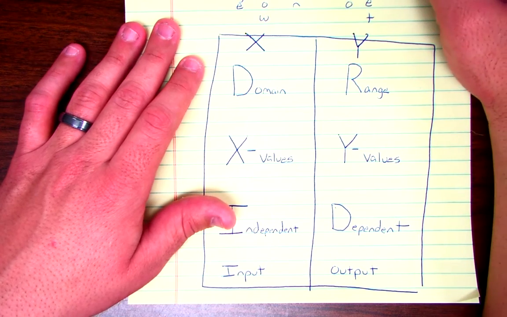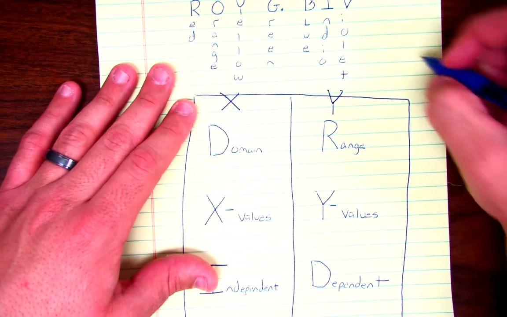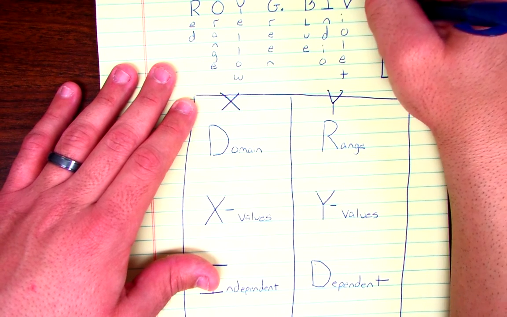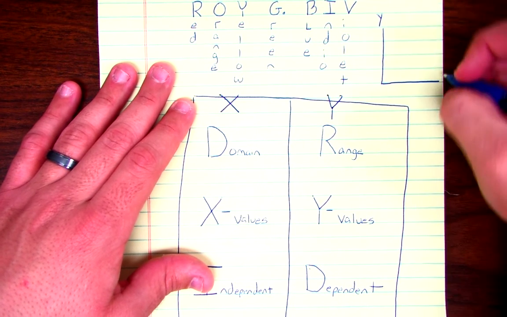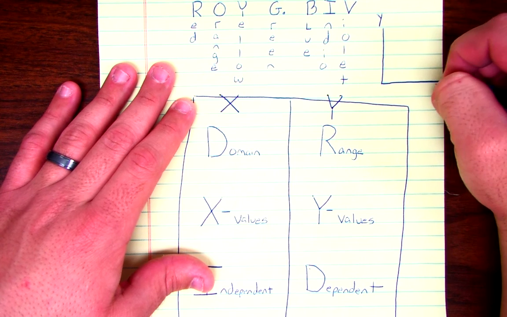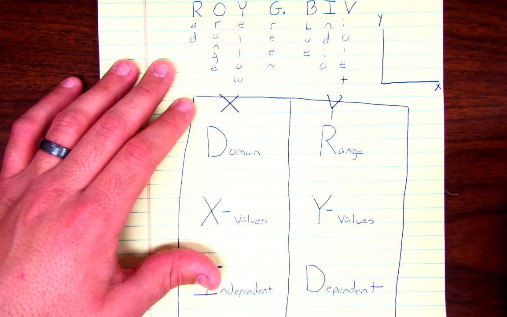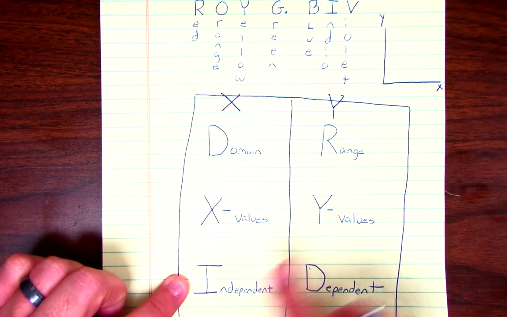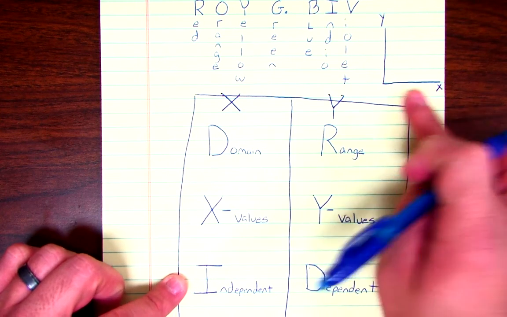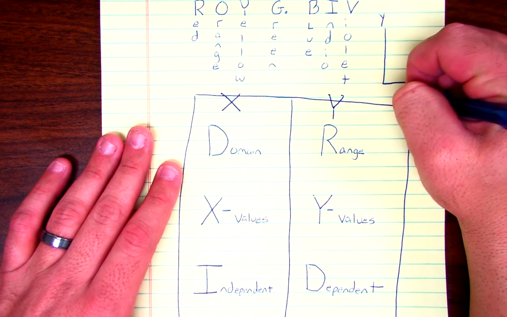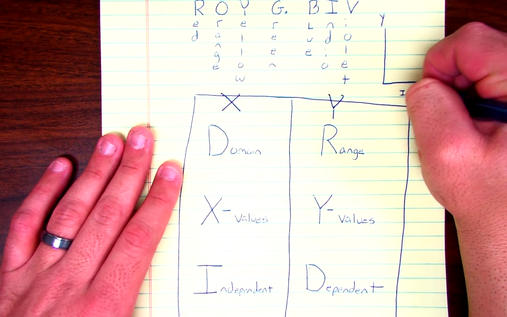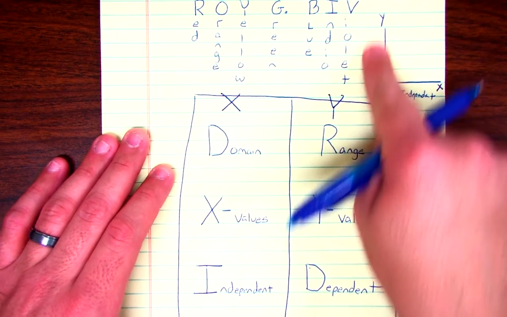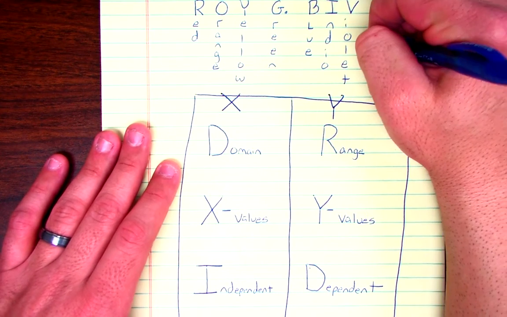So if we have our graph, I'm going to draw you all a little graph here. Remember, this is the Y-axis. It goes up and down. The X-axis is horizontal, left to right. Well, look at this. Your independent is on your X-axis, so this will always be your independent. Your Y value is going to be your dependent, so up here on the graph.